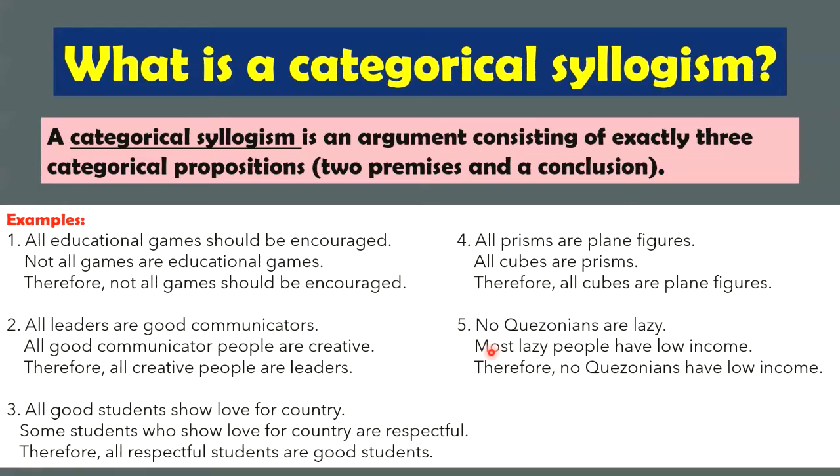In your module, there are three methods that you may use to determine if the given categorical syllogism is valid or not. Okay? In this video, magpo-focus lang tayo sa Euler diagrams. Okay? So, why Euler diagrams first? Because I think it's the most basic.